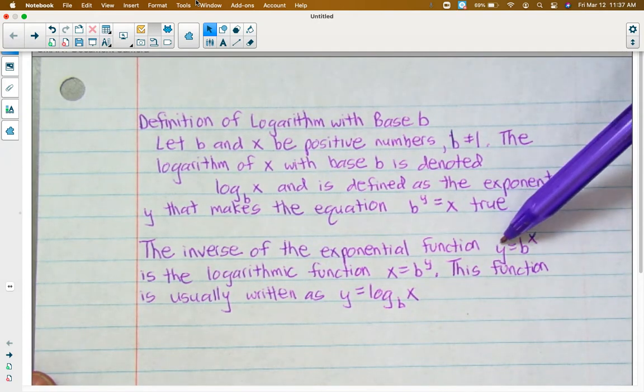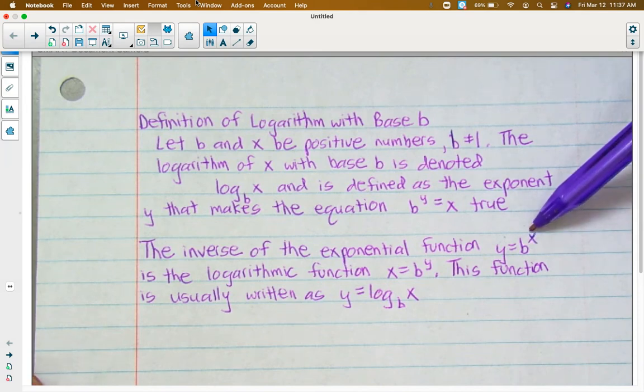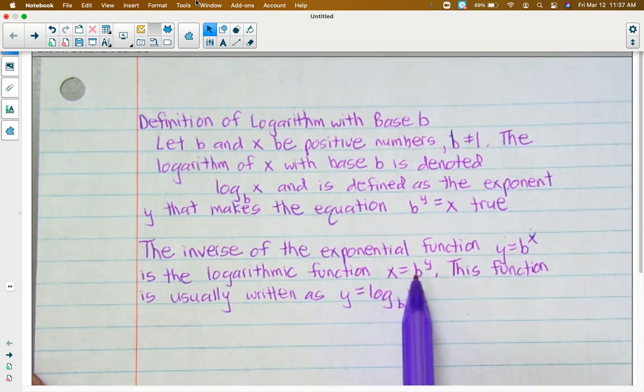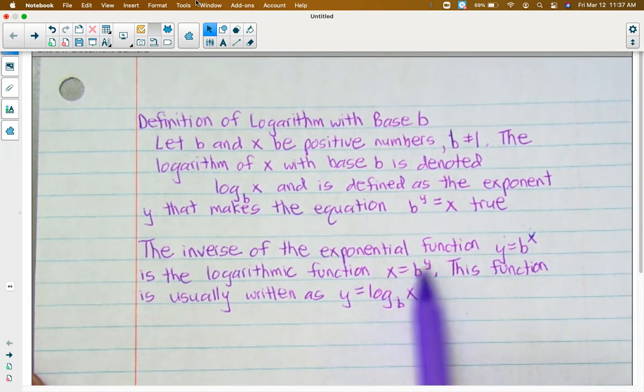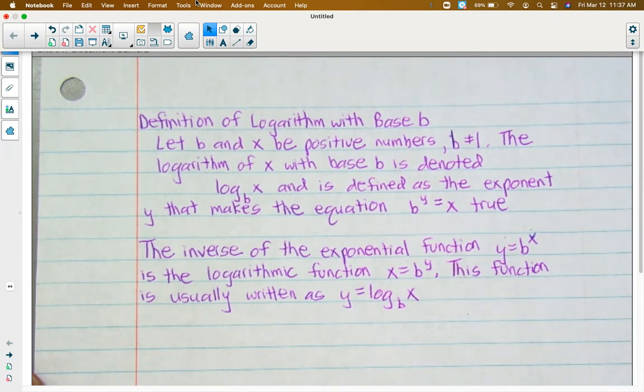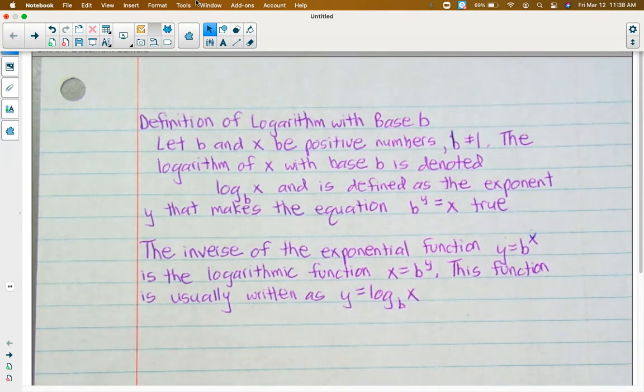So this says y equals b to the x. So the inverse is x equals b to the y. So we switched our x and y around. However, we do not write things as x equals. We still like to write them in terms of y. So this is the notation that we write it in: y equals log base b of x. Now, let me show you some things in Desmos.